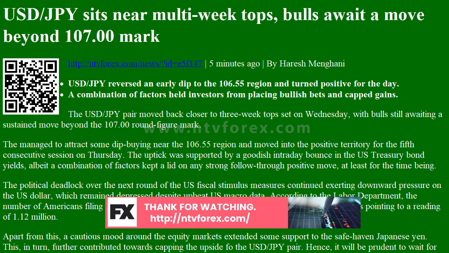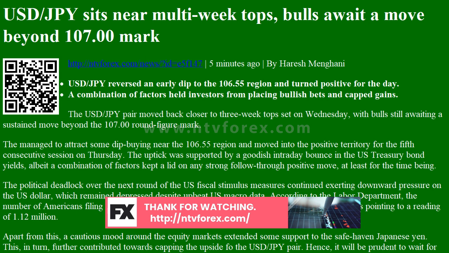According to the Labor Department, the number of Americans filing for unemployment benefits fell to 963,000 as against consensus estimates pointing to a reading of 1.12 million. Apart from this, a cautious mood around the equity markets extended some support to the safe haven Japanese yen. This, in turn, further contributed towards capping the upside for the USD/JPY pair.